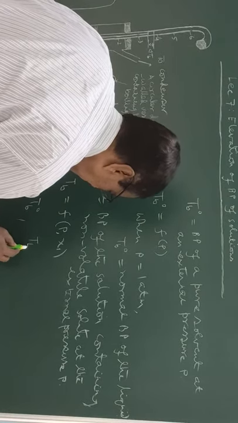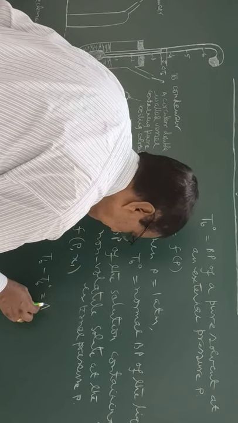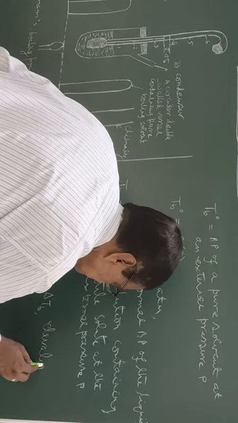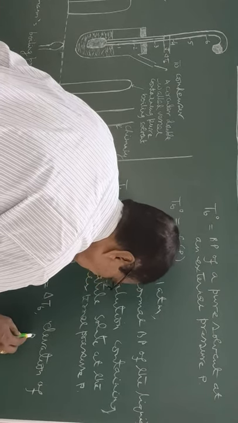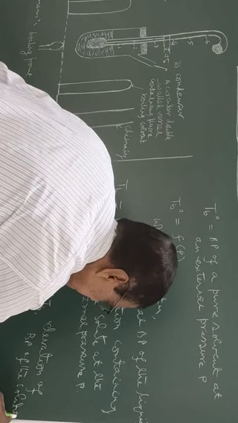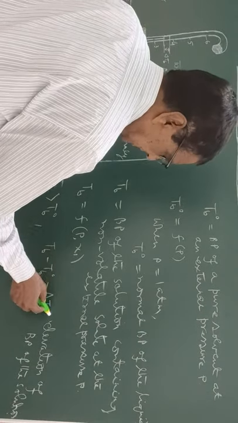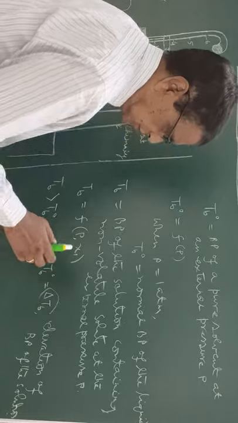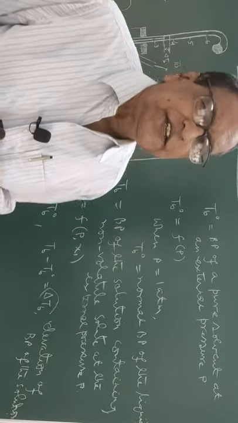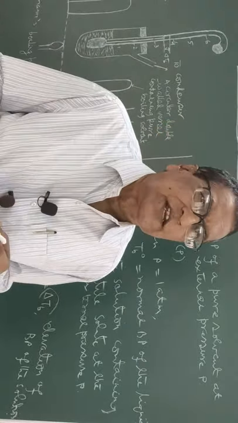And TB minus TB naught is called delta TB, and it is the elevation of boiling point of the solution, which means the boiling point of the solution is elevated. The reason for the occurrence of this elevation of boiling point, I have already discussed in terms of the concept of chemical potential in my last lecture.